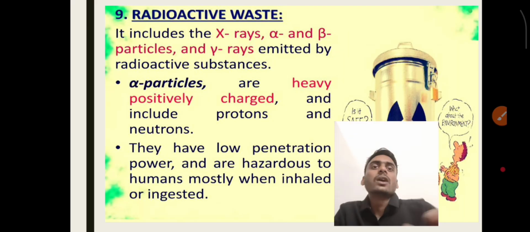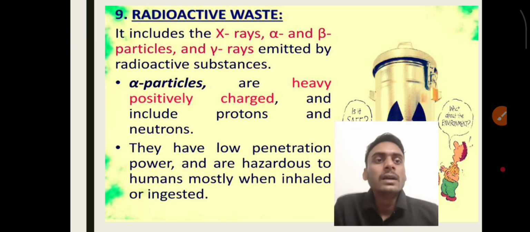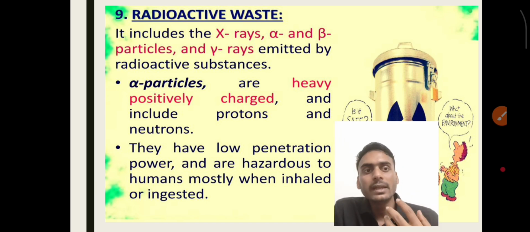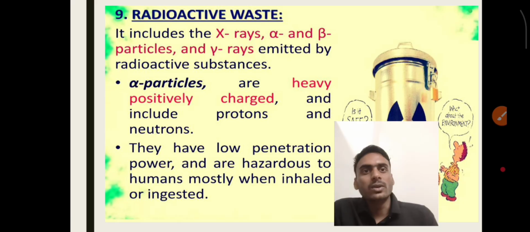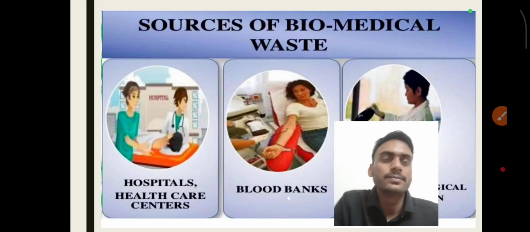Now we discuss the radioactive waste. It includes X-ray, alpha, beta, gamma rays. If you are doing any kind of radiation therapy for a cancer patient, or any surgery for a joint, in the ortho department, any bone surgery, at that time you have to use some radiation therapy. So all this waste is known as radioactive waste. I hope you have a basic idea about radioactive waste. Now we discuss the next part.